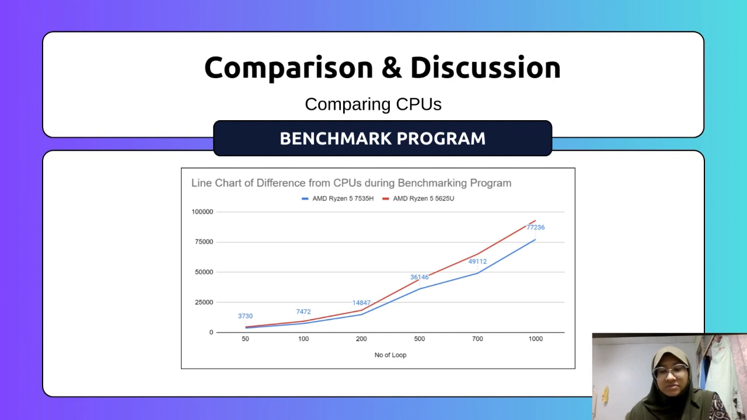Lastly, we're going to look at the benchmark program, where we use the difference from the two CPUs during the benchmarking program. We can see the AMD Ryzen 5 7535H has a lower score on average compared to the AMD Ryzen 5 5625U. This is because the difference is used to see how much of a gap there is between the milliseconds before and after. If the gap is lower, that means the CPU is performing better. So in this case, the AMD Ryzen 5 7535H is still running consistently, and the AMD Ryzen 5 5625U is still having the lower score compared to the other CPUs.